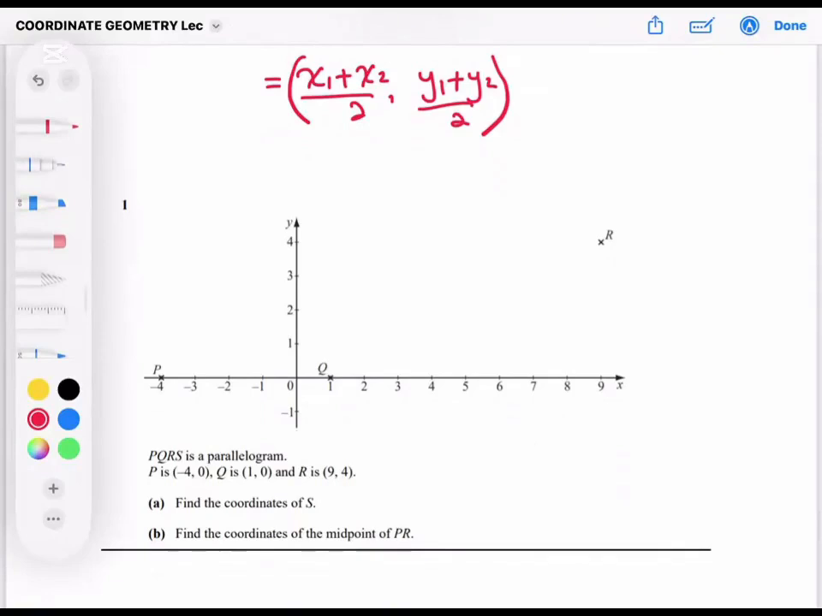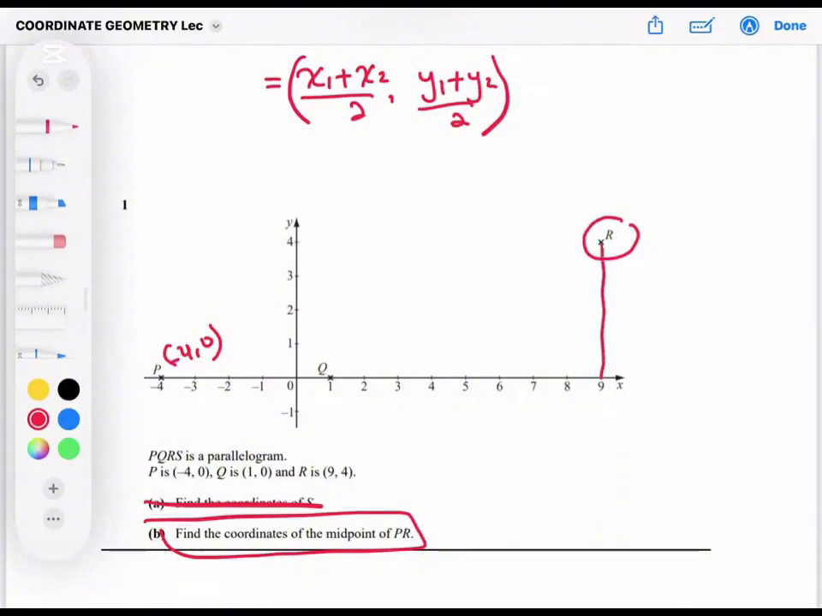Now the question is to find the midpoint of PR. Can you please tell me what is the coordinate of P? P is -4, 0. Very good. What is the coordinate of R? Here we have R. If I join, it will look like this. So this will be 9, comma 4. Understand? Okay.